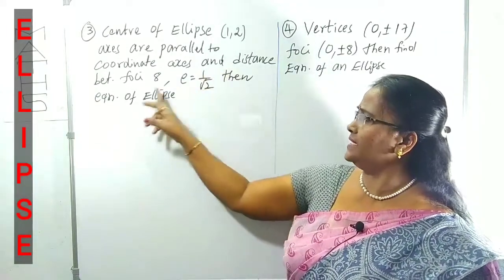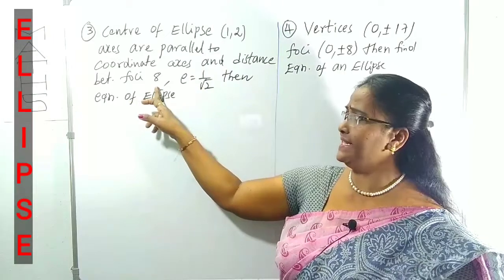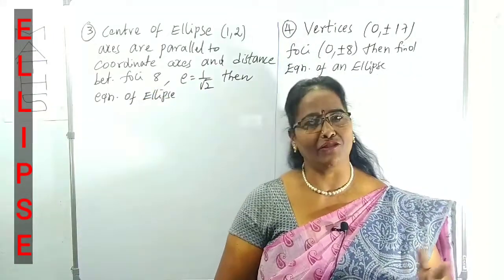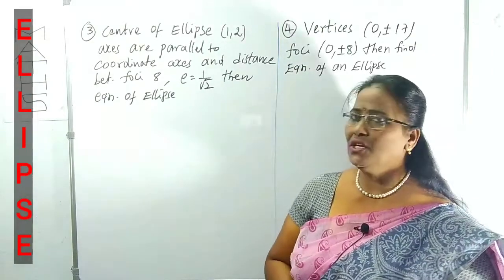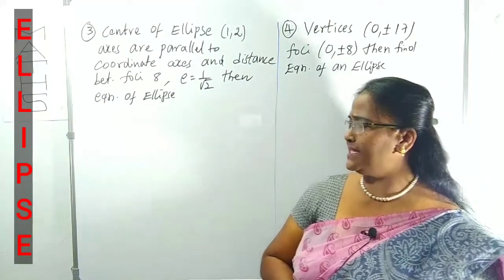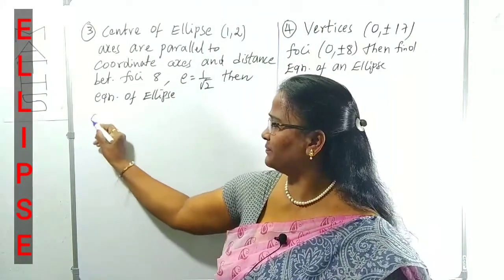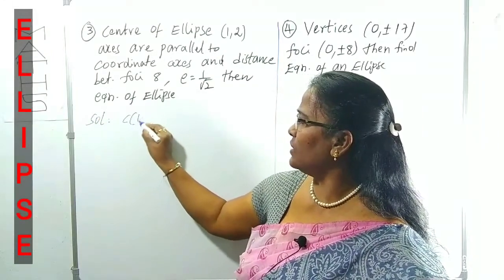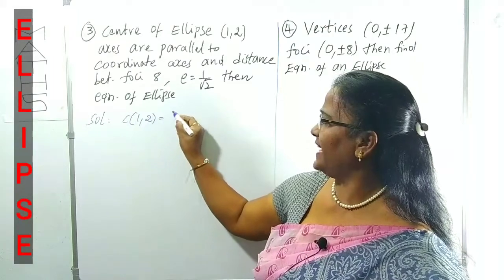The distance between the foci is given as 8, and e is given as 1 by root 2. Then he is asking the equation of the ellipse. To find that, first, the given center we can take as (h, k). What is the center of this ellipse? (1, 2) is taken as (h, k), right?